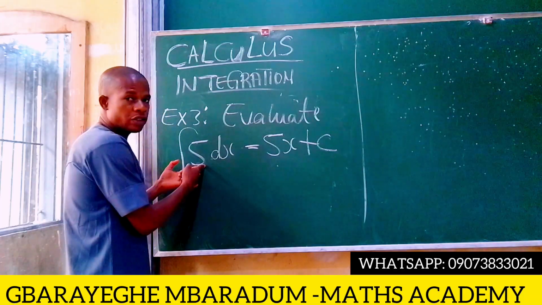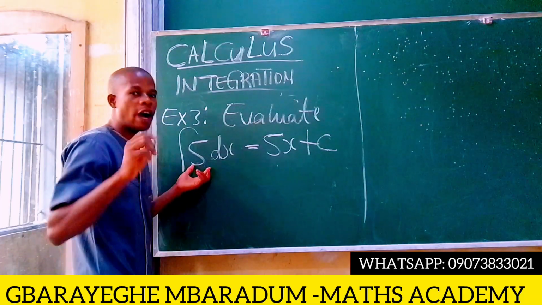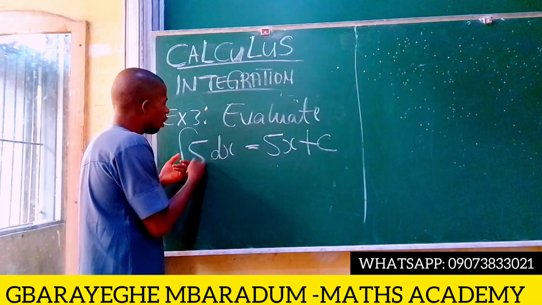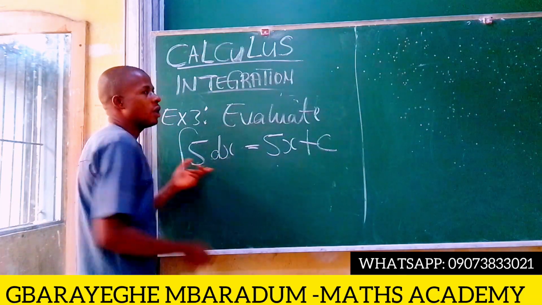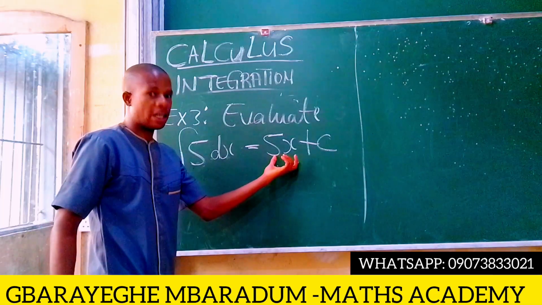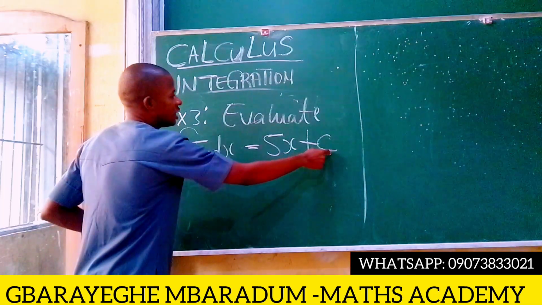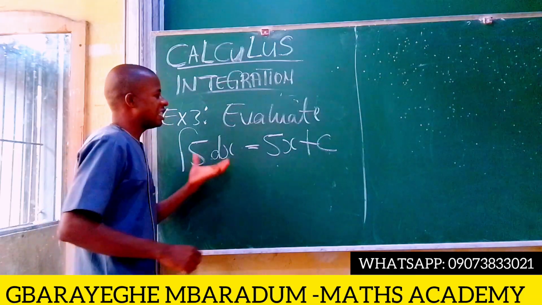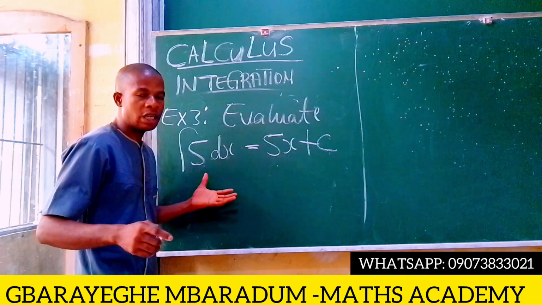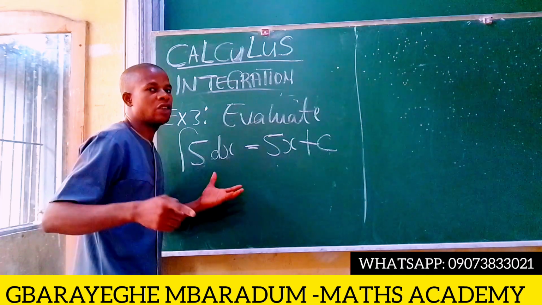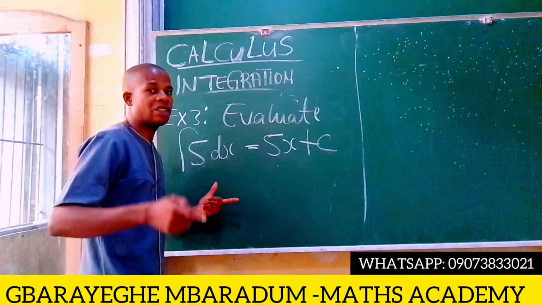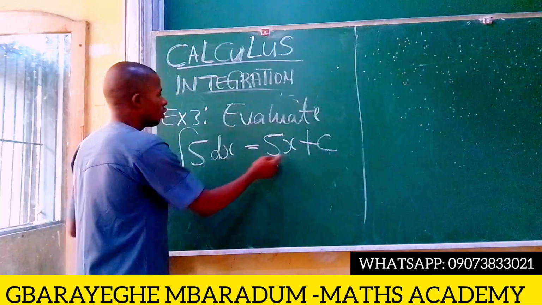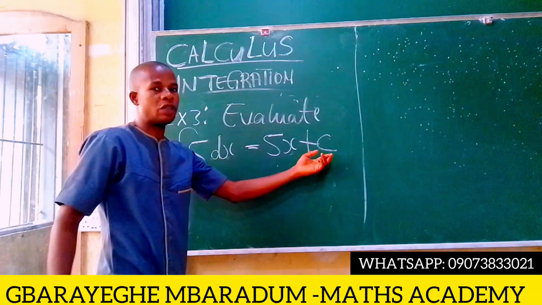This guy is a constant. A constant is any number that does not have the variable we are integrating with respect to. Since this does not have the variable x that we are integrating with respect to, we multiply by the variable x. That's why I have 5x plus c. You know that in differentiation, when we differentiate a constant, it is 0, right? But in integration, when we integrate a constant, we multiply it by the variable we are integrating with respect to. That's how we get it in integration. That's why this becomes 5x, then plus our constant of integration.